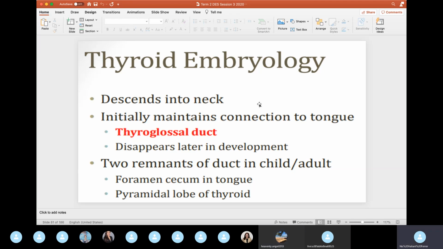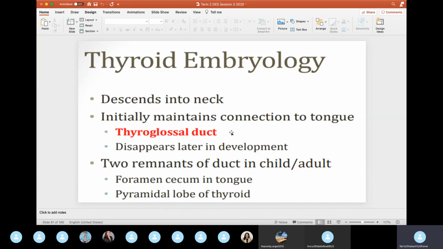So the thyroid actually goes down, right? Via a duct to its final place. Okay, what do you call that remnant of that duct in the tongue? Is it the central groove? Or your foramen cecum, right? So you have your foramen cecum in your tongue. It maintains a connection to the tongue. So we call this one thyroglossal duct.